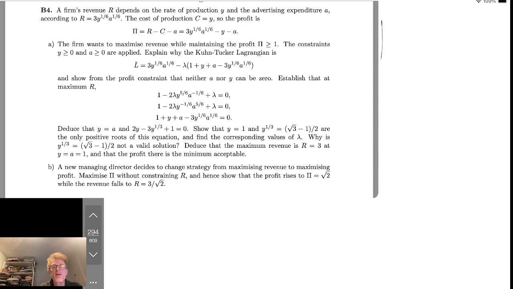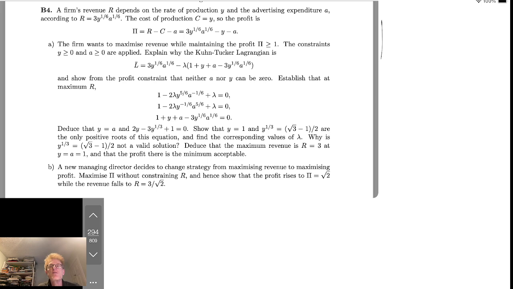That's it. Yes. So what we're doing: we have a firm whose revenue depends on the rate of production Y and the advertising expenditure, the cost A, according to a revenue R, which is some power law. It's kind of like a Cobb-Douglas production law. Cost of production is Y, so the profit is R minus C.